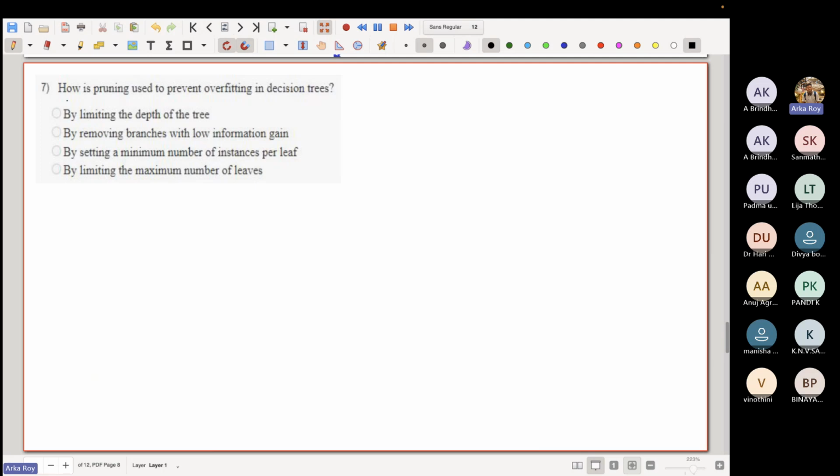Okay. So the next question states: how is pruning used to prevent overfitting of a decision tree?